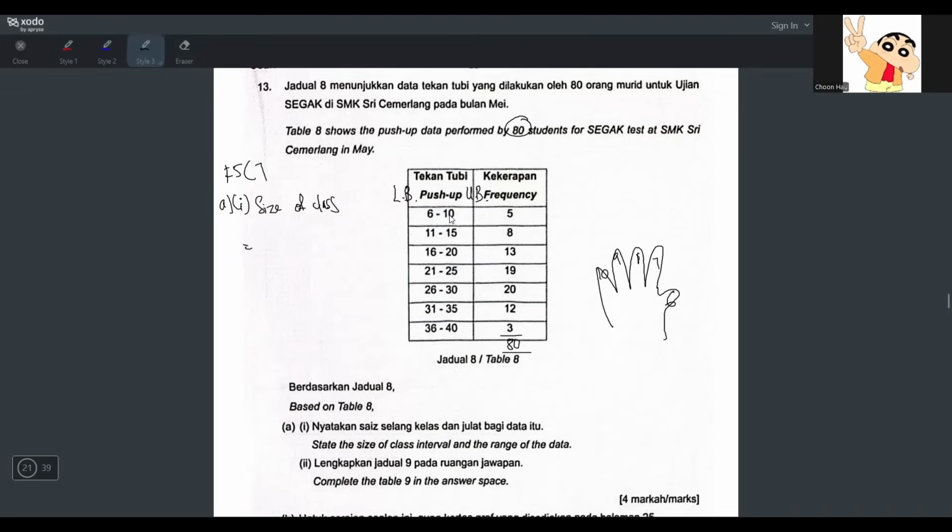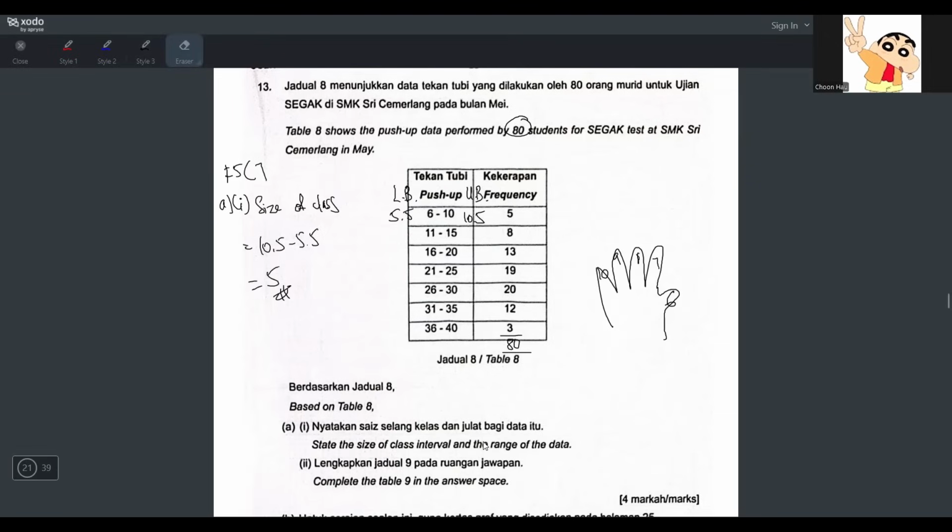How to get the upper boundary? 10 plus 11 divided by 2, that gives us 10.5. And then 6 plus the last number, which is 5, divided by 2 is 5.5. Now you take 10.5 minus 5.5 and you get 5. So this is the correct answer. If you do it using another class also, you will get the same, because the size of all these classes will be the same. All right, now let's continue with A2.